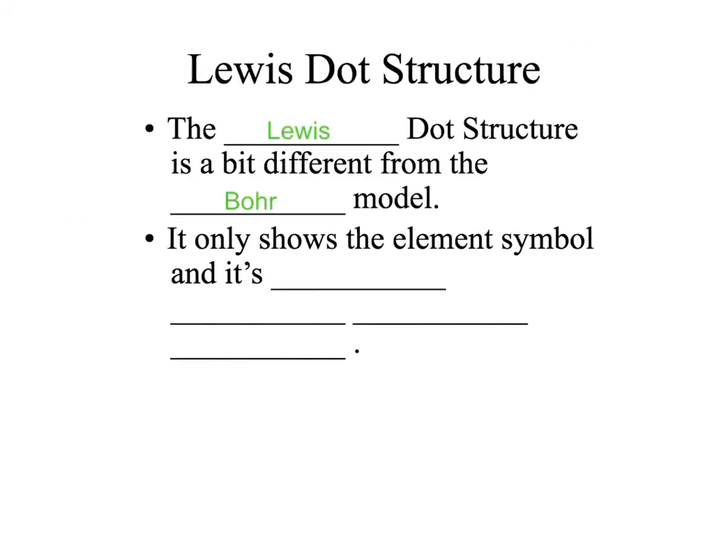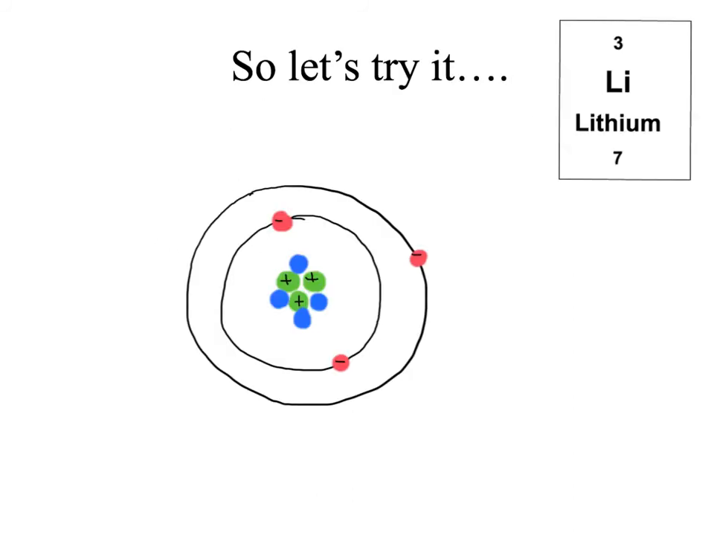The other model we need to look at is the Lewis dot structure. This is a little bit different from the Bohr model. The Lewis dot structure shows only the element symbol and its outermost electron shell, or valence electrons. So let's look back at our example of lithium in the Bohr model. Remember when we drew this, we had only 1 electron in that valence shell. So when we draw the Lewis dot structure, the first thing we're going to do is write the symbol, which is Li, and if you can't remember that, just look up here at your periodic table.